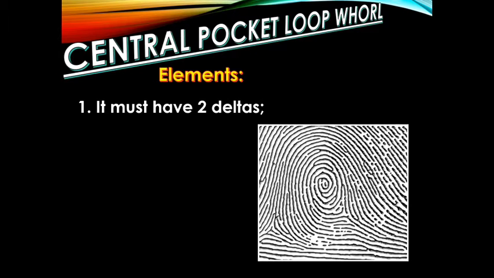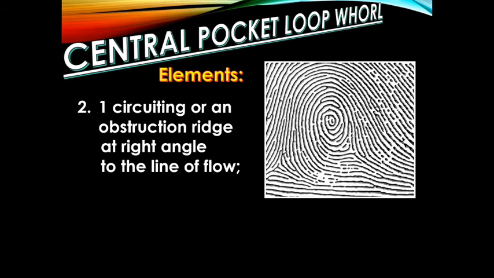On the first element, again, you need to consider the rules in locating the delta, and this is applicable to the left and the right delta. On the second element, it says one circuiting ridge. This circuiting ridge is actually known as the recurving type.